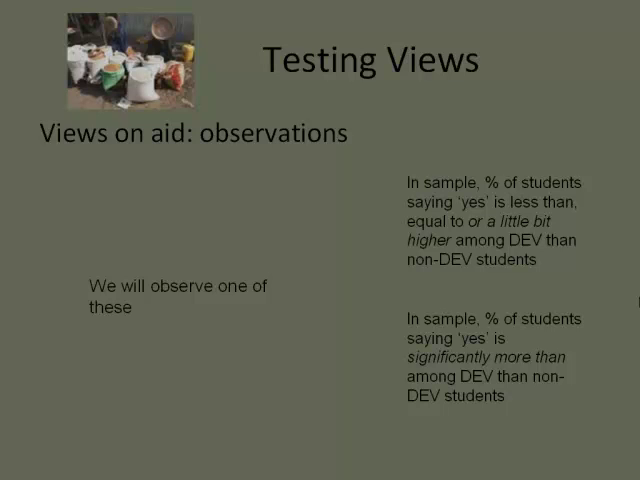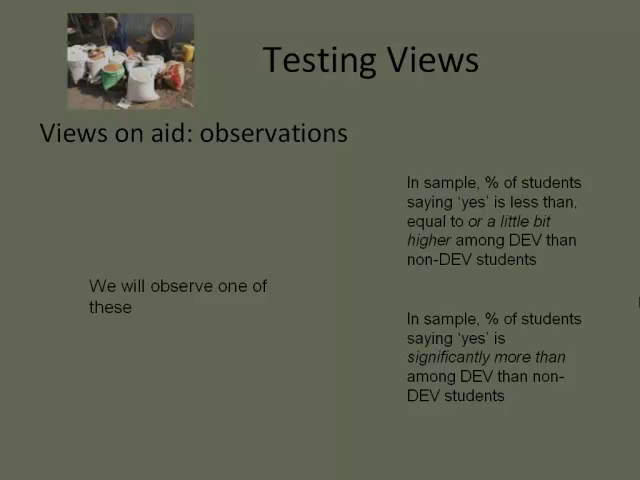So the two things you can actually see are, in the sample, whether the percentage of students saying yes is a little bit higher among dev students, or about the same, or even less. So I'm not sure you can see these very much. So possibilities here are these ones here, the population.